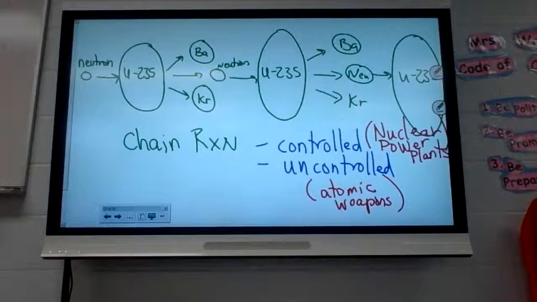A lot of places are doing away with nuclear power plants because of the radioactive waste, and we'll talk about that on Monday. However, uncontrolled reactions can be used in nuclear weapons. The only time that we've used uncontrolled nuclear fission in nuclear weapons was in 1945, and they were both dropped in Japan. The United States is the only country that has used them, and Japan to this day does not own or use any nuclear weapons because of the destruction that was heaped onto their country.